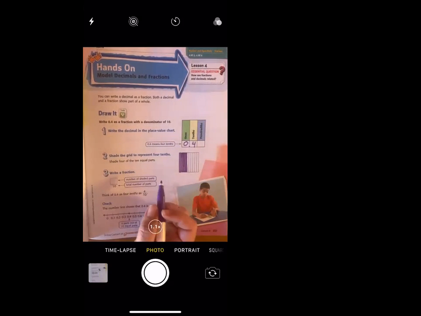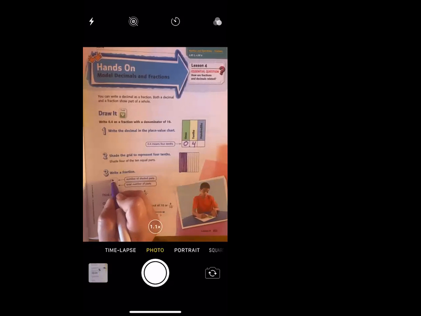Now I'm going to write it as a fraction. So the number of shaded parts that I have is 4 out of 10 parts. So as a fraction, it's 4/10. So what that means is the decimal 0.4 is the same as 4/10 as a fraction.